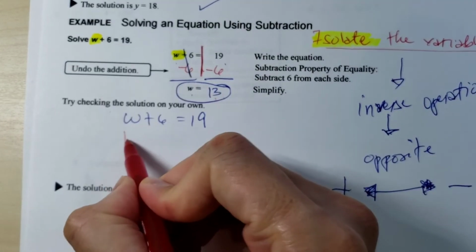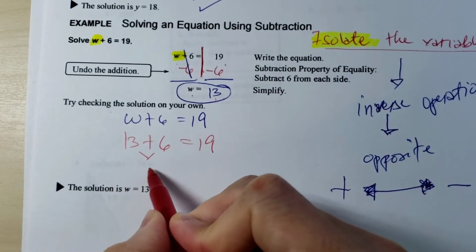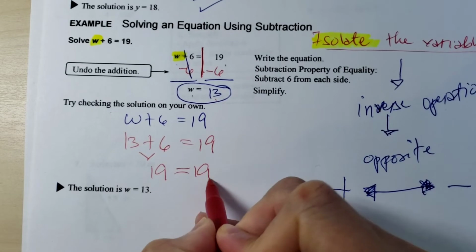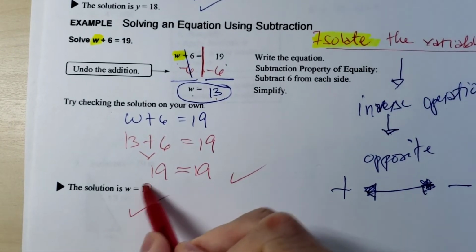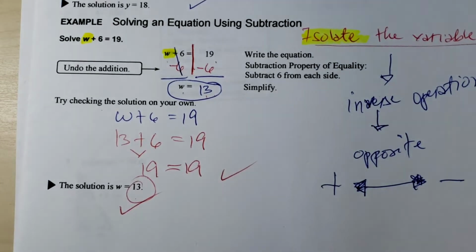You solved for it. So it's going to be 13 plus 6 is equal to 19. 13 plus 6 is 19. Is that equal to 19? Yes. So the solution 13 is absolutely correct.